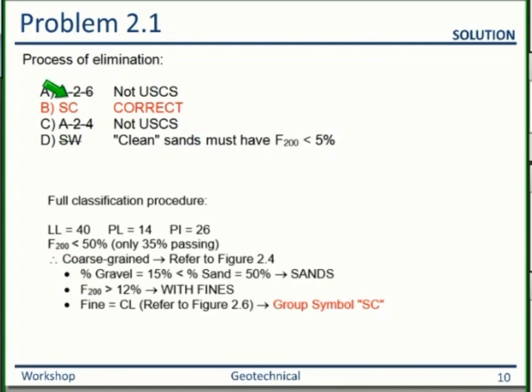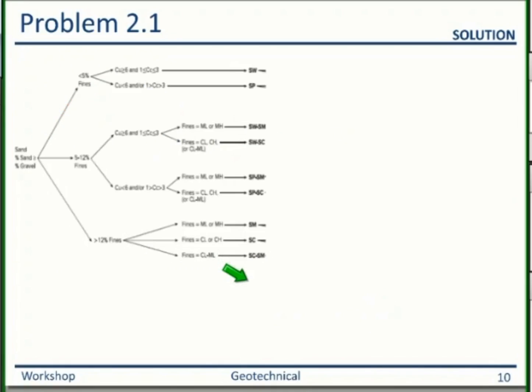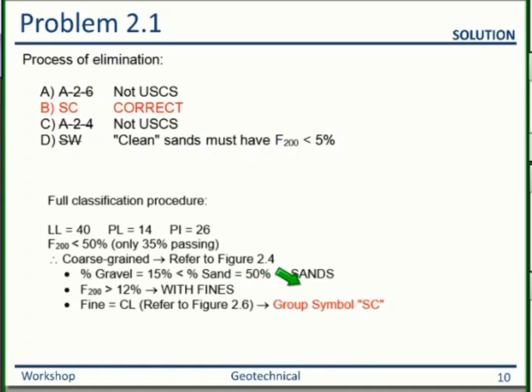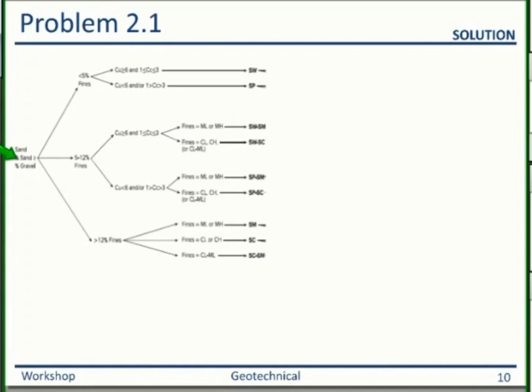A cannot be the answer because this is not a USCS classification. C cannot be the answer. This is not a USCS classification. Therefore, in the classification procedure, liquid limit is given as 40, plastic limit is given as 14. Therefore, PI is 26. And percentage passing through the number 200 sieve is less than 50%. Only 35% is passing. Therefore, it is a coarse-grained soil. So if you go to Figure 2.4, then we can plot liquid limit versus PI value. The percentage of gravel is 15% and percentage of sand is 50%, right? Therefore, the major fraction is sand, or the sand fraction is more than the gravel fraction. So we'll pick up this flow chart. Sand fraction is greater than gravel fraction, and your fines are 35% there, right?